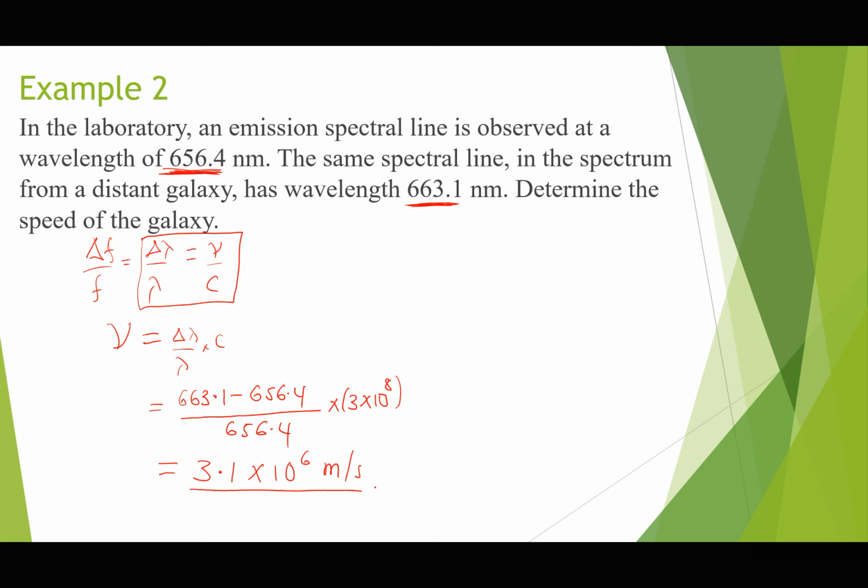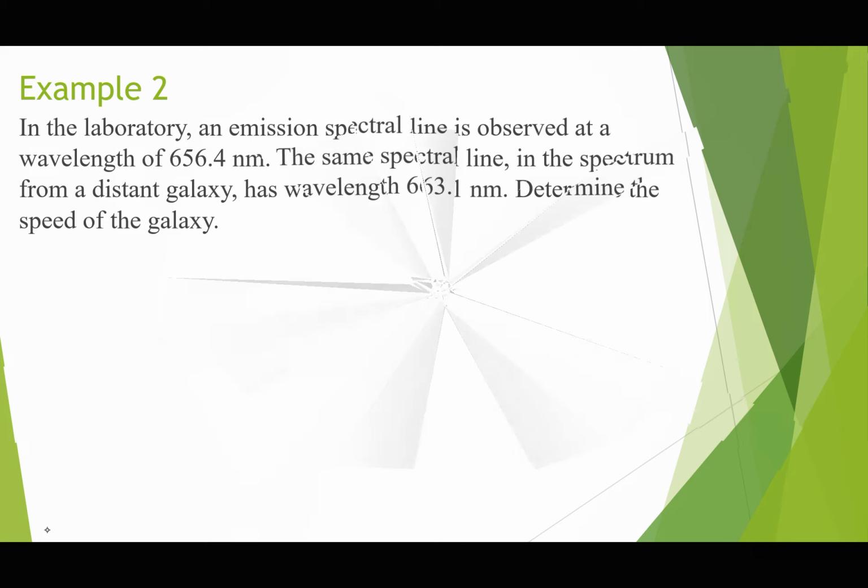Of course, the observed wavelength is higher than the wavelength in the laboratory, so we can conclude that it is moving away because it is already shifted. The wavelength is tending to the red end of the visible spectrum, so that is, it is already shifted. Okay, let's see if we have more examples.